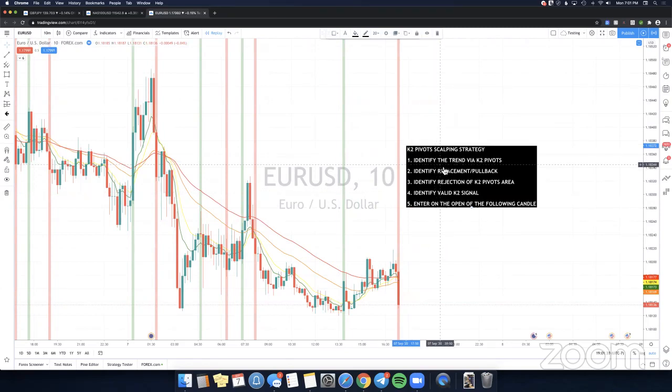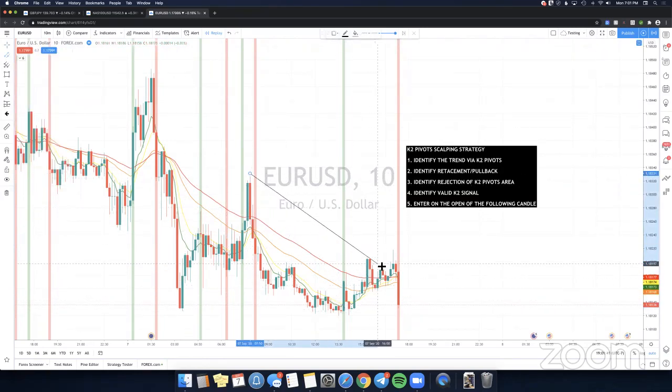We've identified that the price is trending downwards. Next, we want to identify retracement. So you can see right here, price was trending down pretty strongly. You can see that price is trending down pretty strong right here.